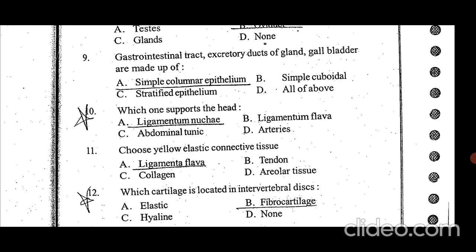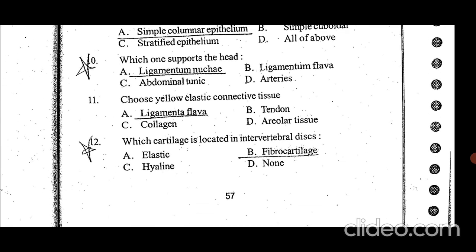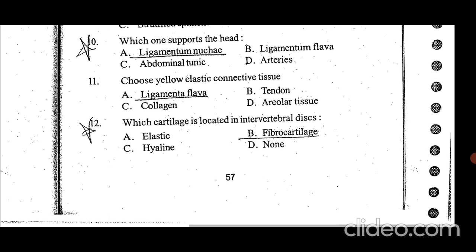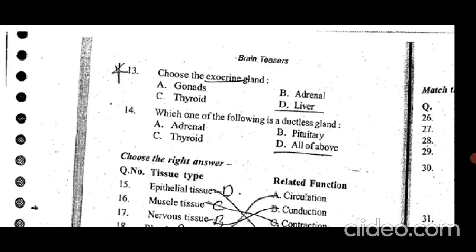Which one supports the head? Ligamentum nuchae supports the head. Choose the elastic connective tissue: ligamentum flavum is an elastic connective tissue. Which cartilage is located in the intervertebral disc? Intervertebral disc has fibrocartilage.